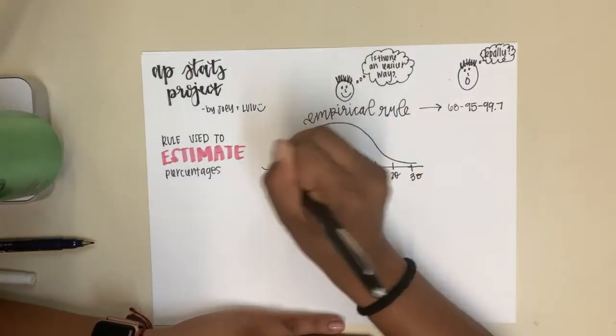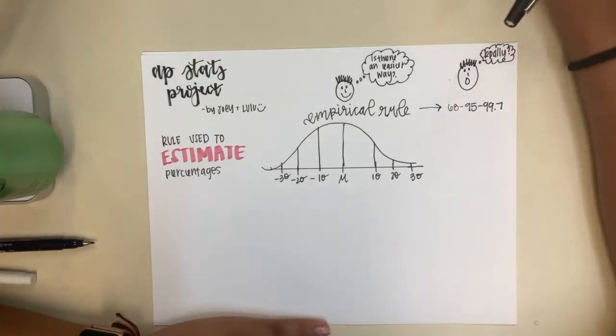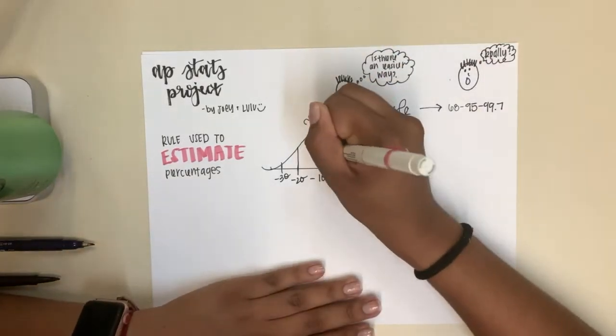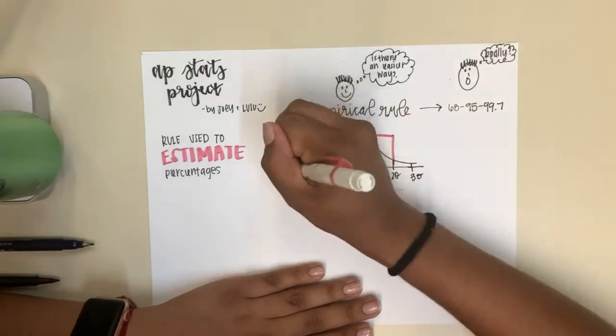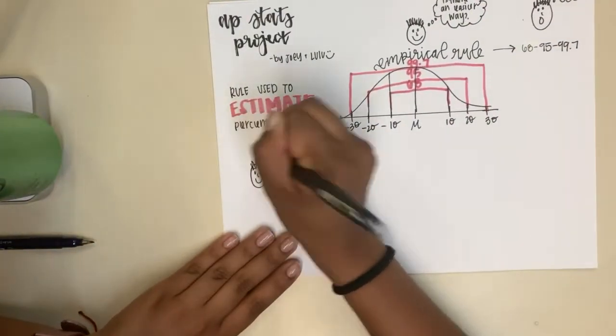The empirical rule can be broken down into 3 parts. 68% of data falls within the first standard deviation from the mean, 95% falls within 2 standard deviations, and 99.7% of the data falls within 3 standard deviations.